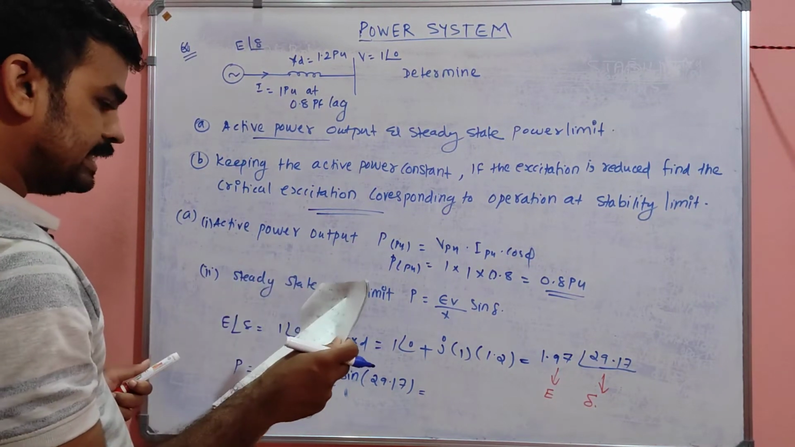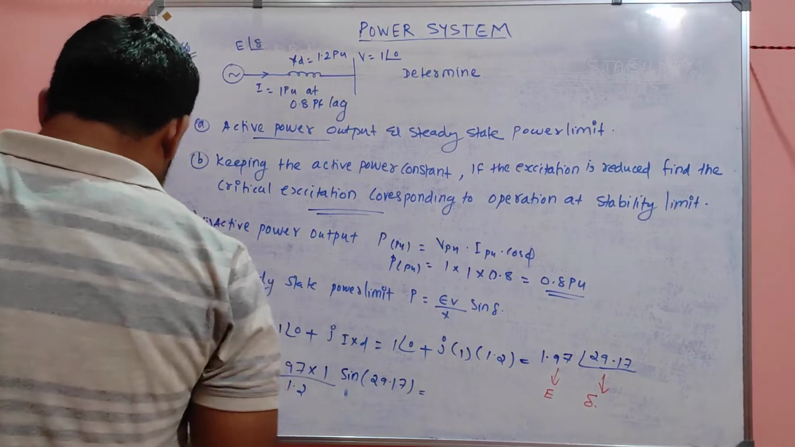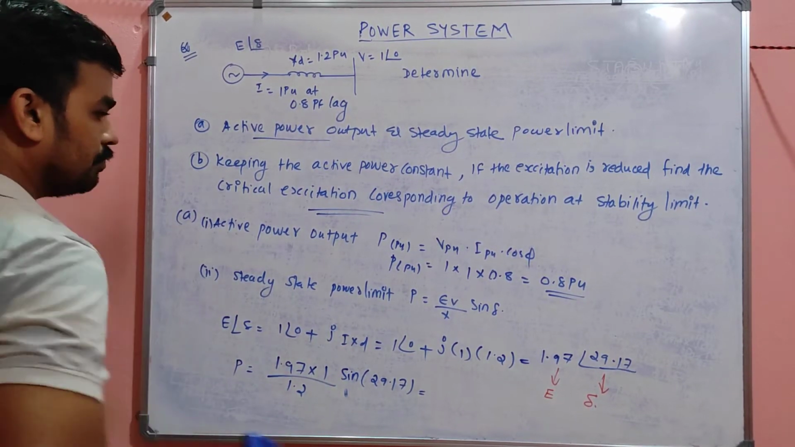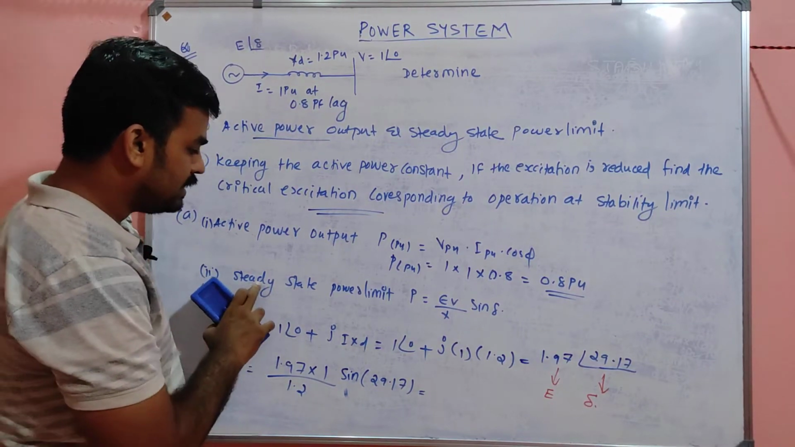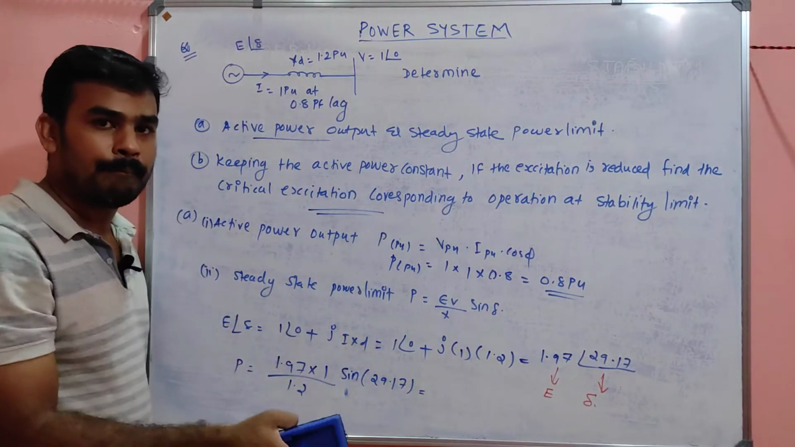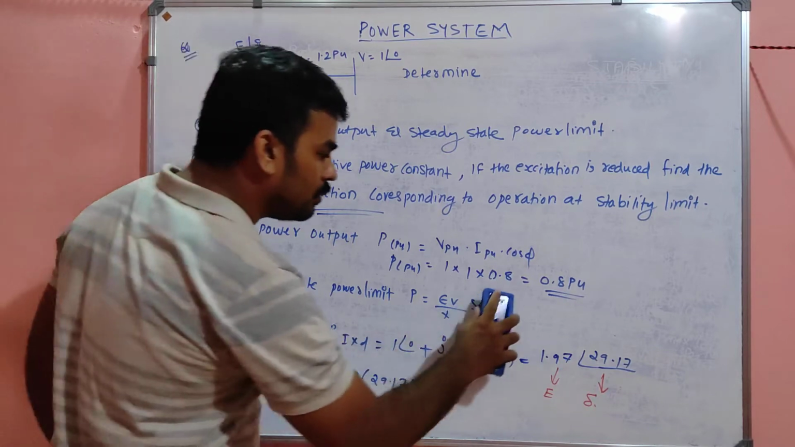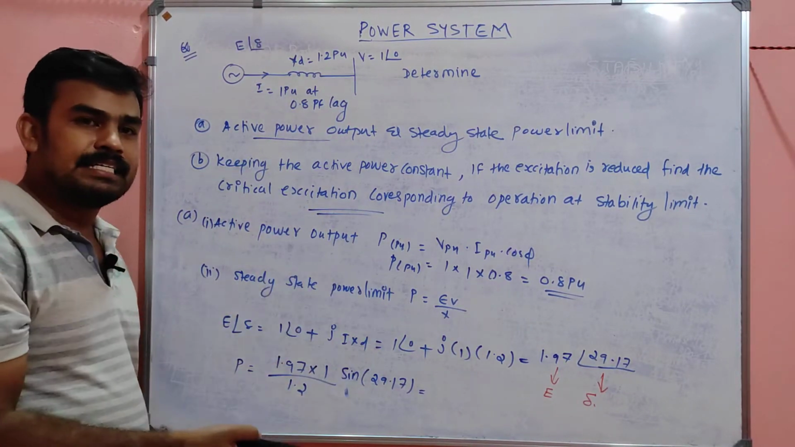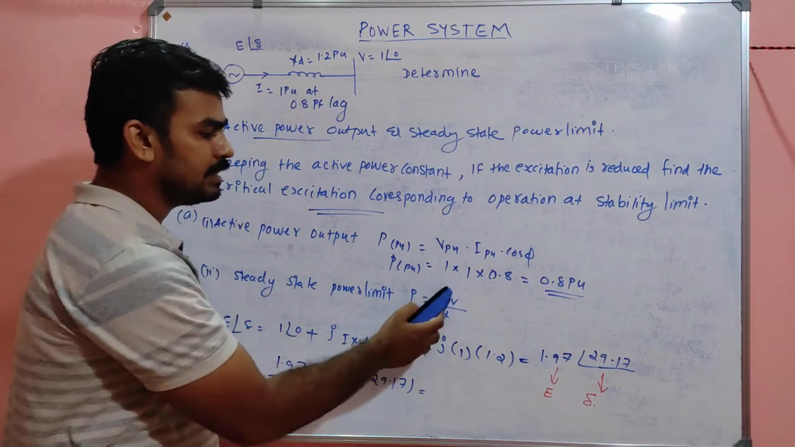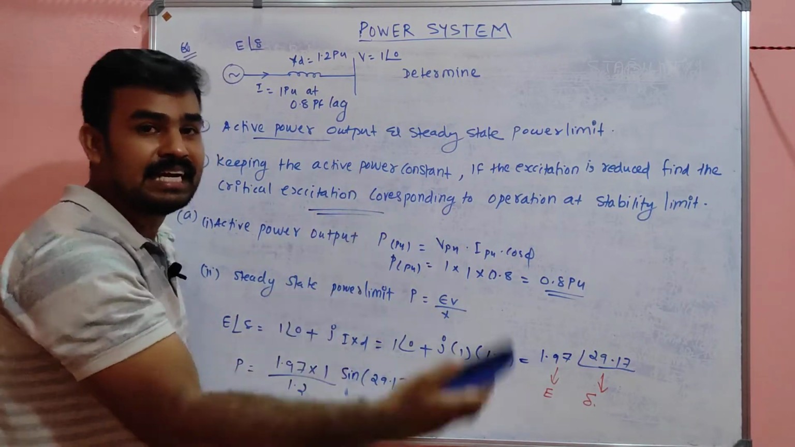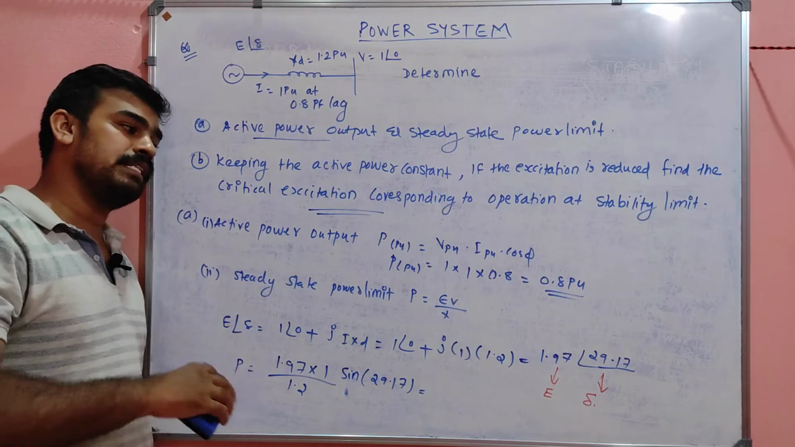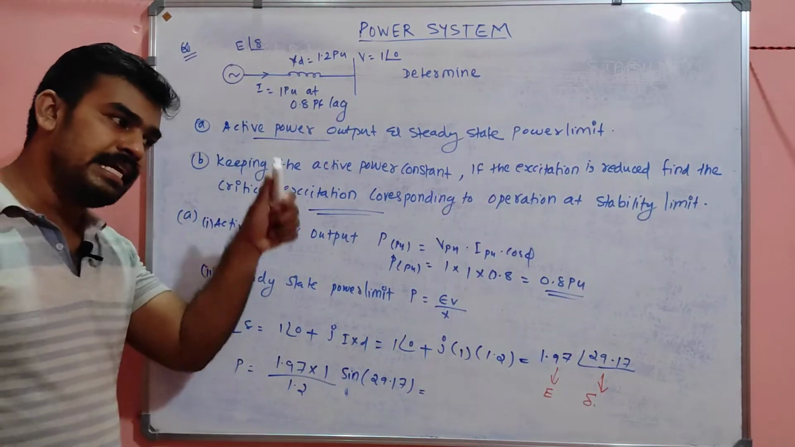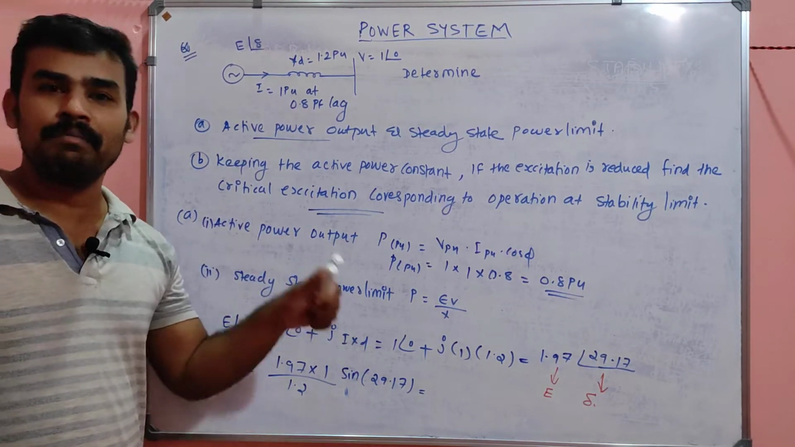Wait 1 minute. You have to find steady state power limit now. Small correction, my dear. We have to find steady state power limit. Limit means there will not be any sine delta term. Simply you have to find steady state power, meaning you can give EV by X into sine delta, because if they have specified power limit, it means it is operating at the steady state limit angle.